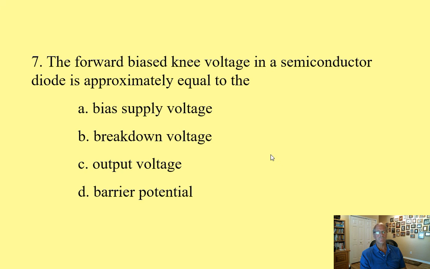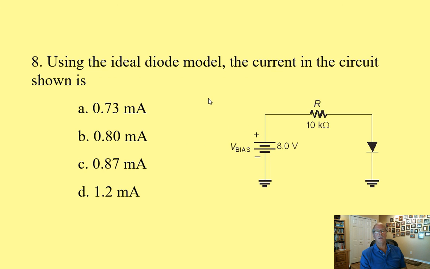It's a great website. Number 8, using an ideal diode model, the current in the circuit shown is now... the ideal model says that the barrier potential is 0 volts. Remember? So if this is 0 volts, that means it's basically a wire across this diode. So 8 volts divided by 10K is 0.8 milliamps. That's what Ohm's law says.